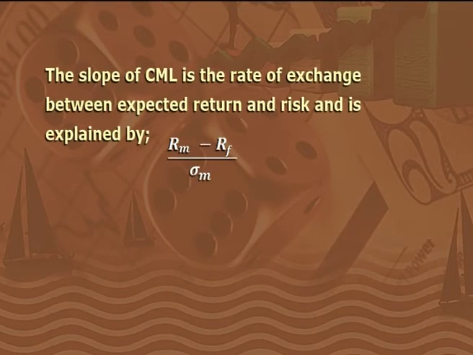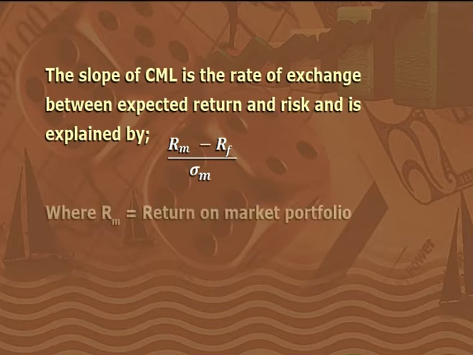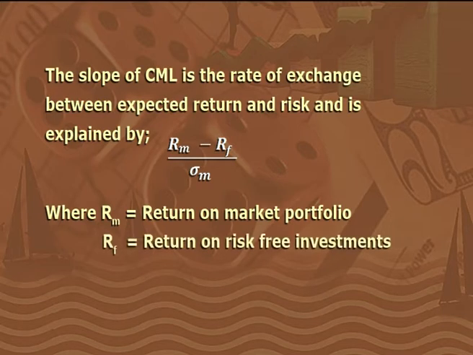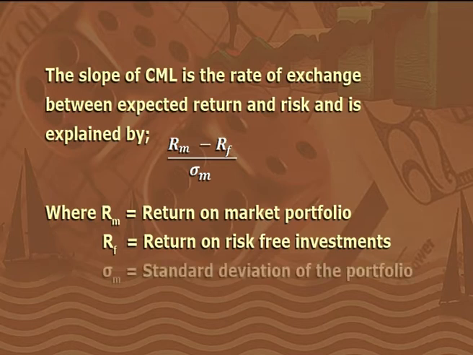The slope of capital market line is the rate of exchange between expected return and risk and is explained by Rm minus Rf divided by standard deviation of market portfolio, where Rm is return on market portfolio, Rf is return on risk-free investments. Standard deviation of market portfolio suggests the standard deviation of the portfolio. The slope of the CML gives the market price of risk for fully diversified portfolios.